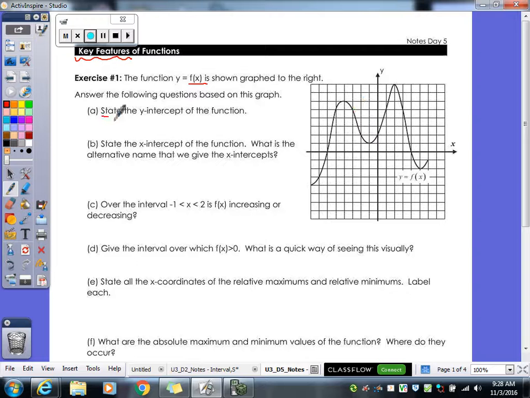So first, they want us to state the y-intercept. You guys know the y-intercept. That's where our graph crosses your y-axis. So our y-intercept is right here at positive 2.